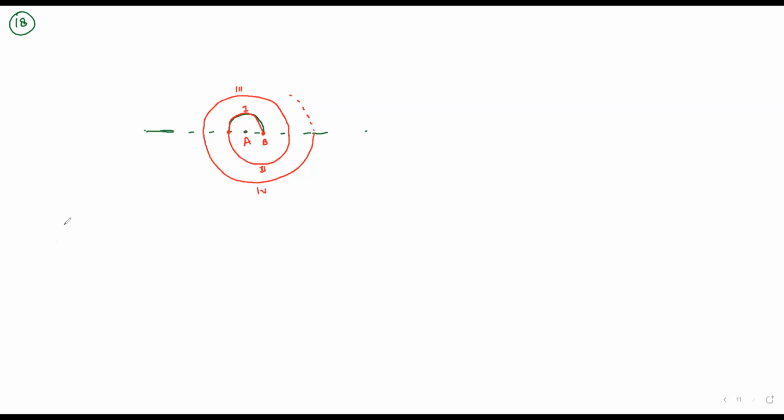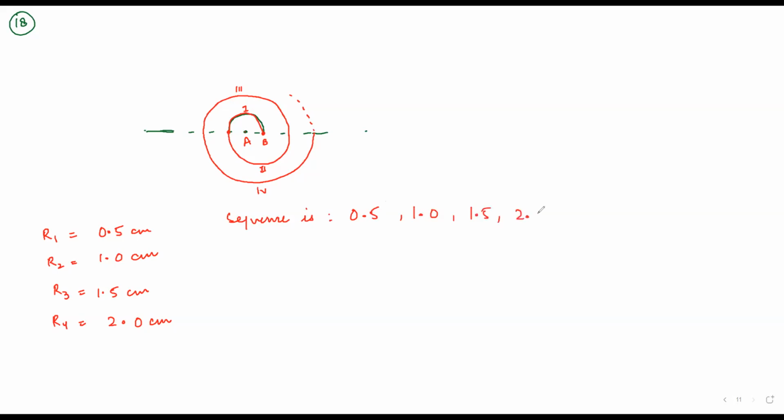So let us write down what is my first radius, that is 0.5 centimeter. My second radius is 1.0 centimeter. Then third radius is given 1.5 centimeter. Fourth radius is also given, that is 2 centimeter. So the sequence of radii is basically 0.5, right? Then you have 1.0, then you have 1.5, 2.0.